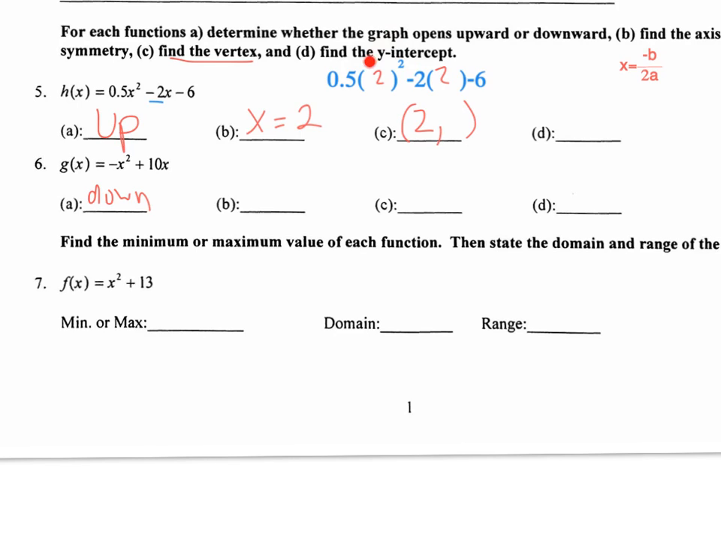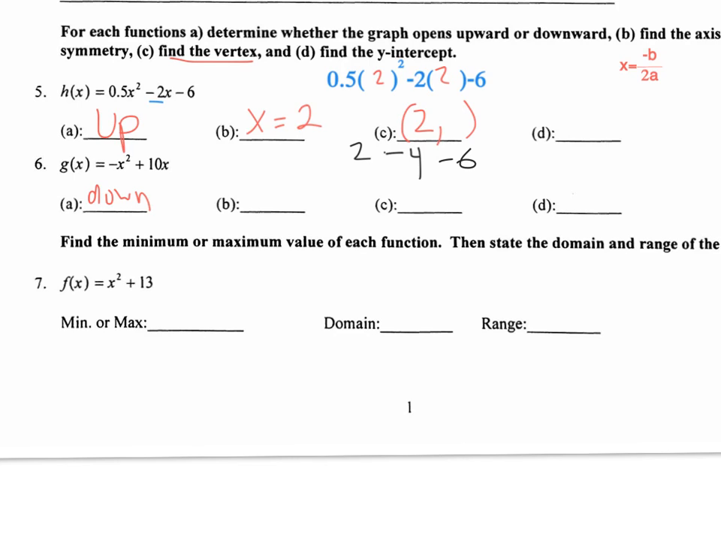If we think about 2 squared, what is 2 squared? That's 4. And if we go 4 times 0.5, that's really half of 4. And what is half of 4? That's simply 2. Okay? And then if we go over here and think about what 2 times negative 2 is, or negative 2 times 2, that's going to give you a negative 4. I'm going to write it down here so I could show my work. Minus 4. And last but not least, we have that minus 6 at the end. Let me write that down, minus 6.